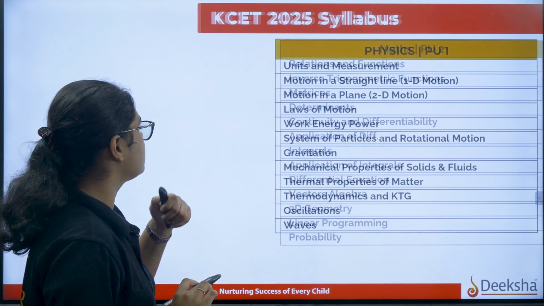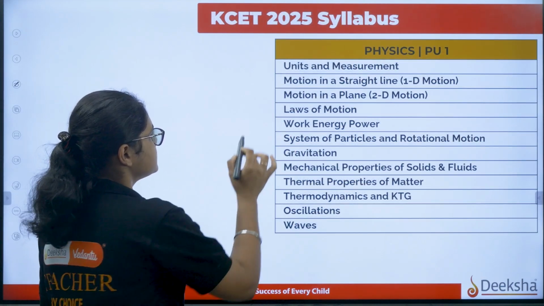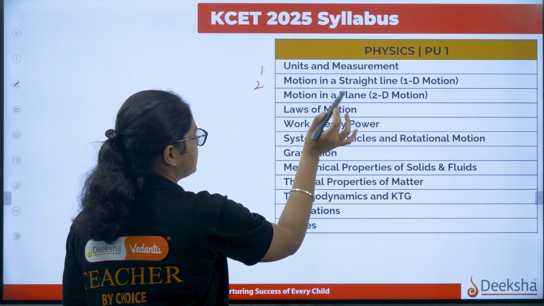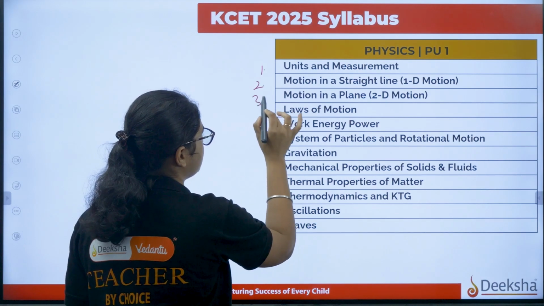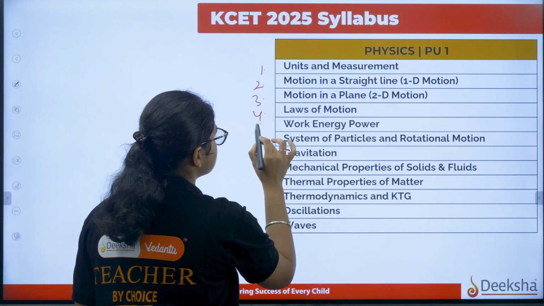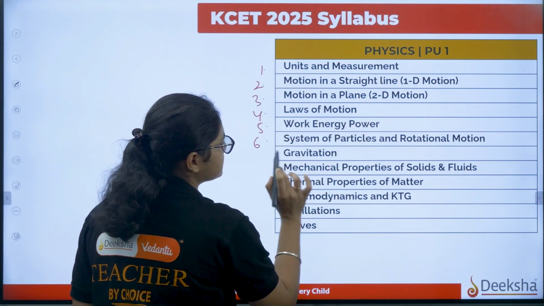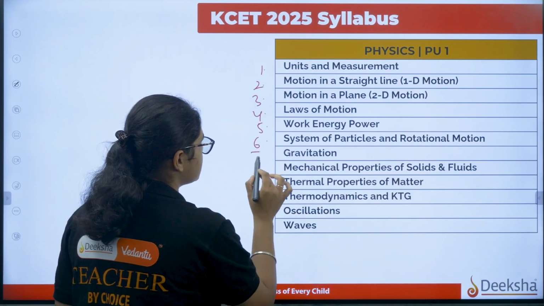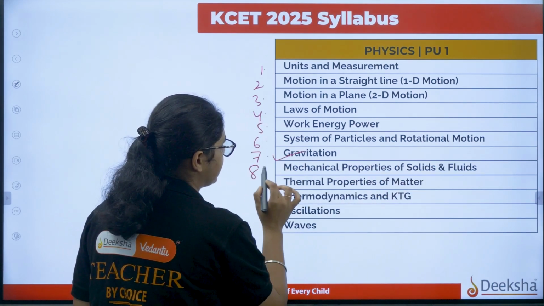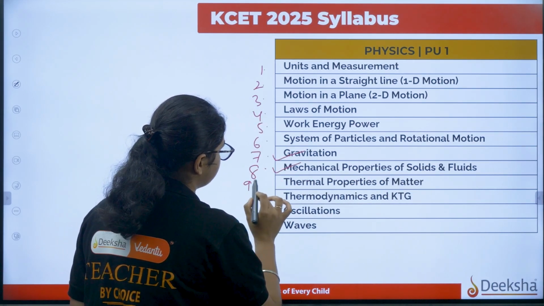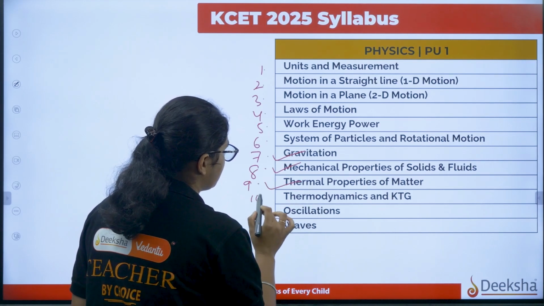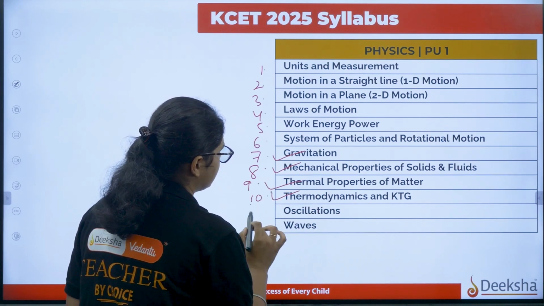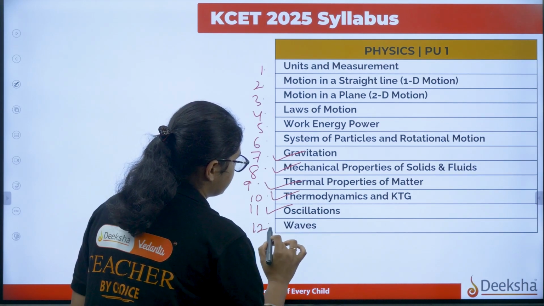Okay, now coming to syllabus of physics. So first is units and measurements, second motion in a straight line 1D, then you have motion in a plane 2D, laws of motion, work, energy, power, system of particles and rotational motion, then you have 7th gravitation, 8th mechanical properties of solids and fluids, 9th thermal properties of matter, 10th is thermodynamics and KTG, 11th oscillation, 12th is waves.